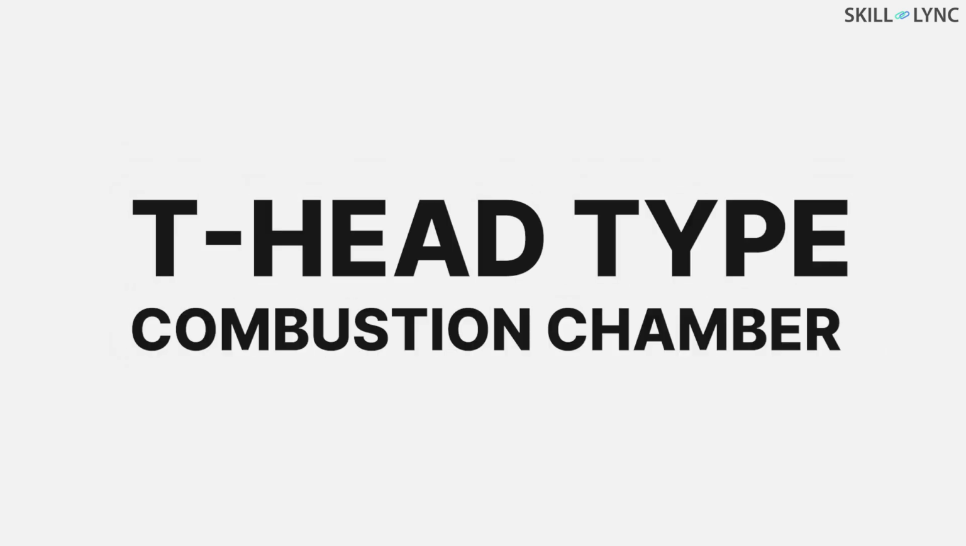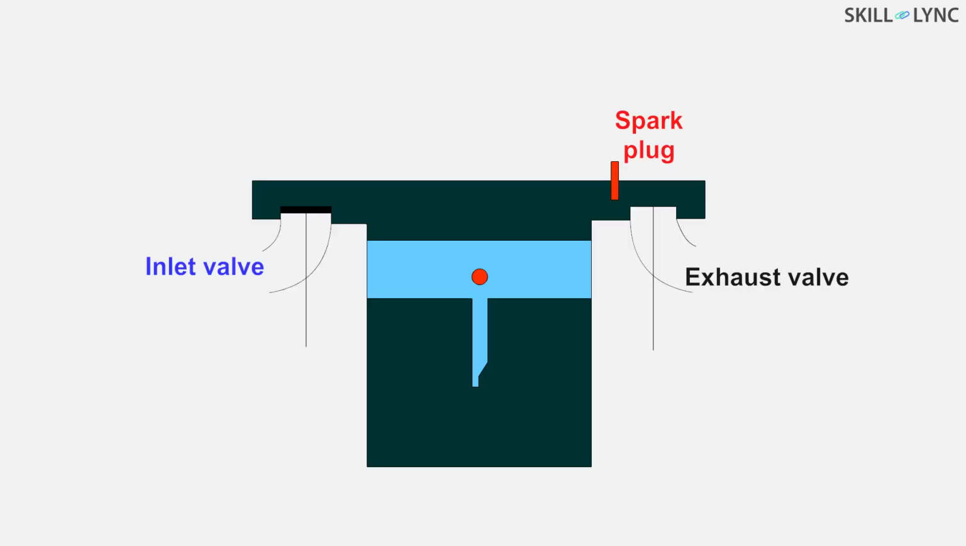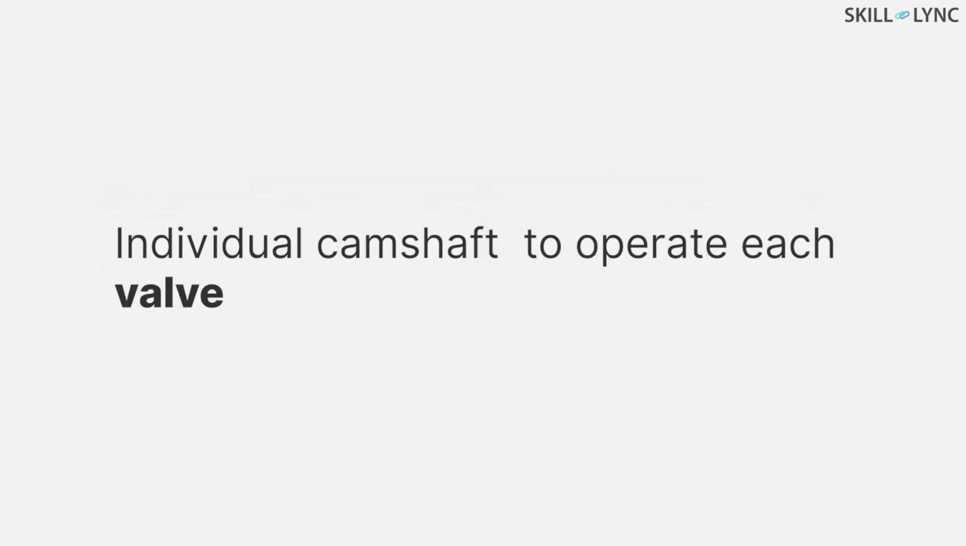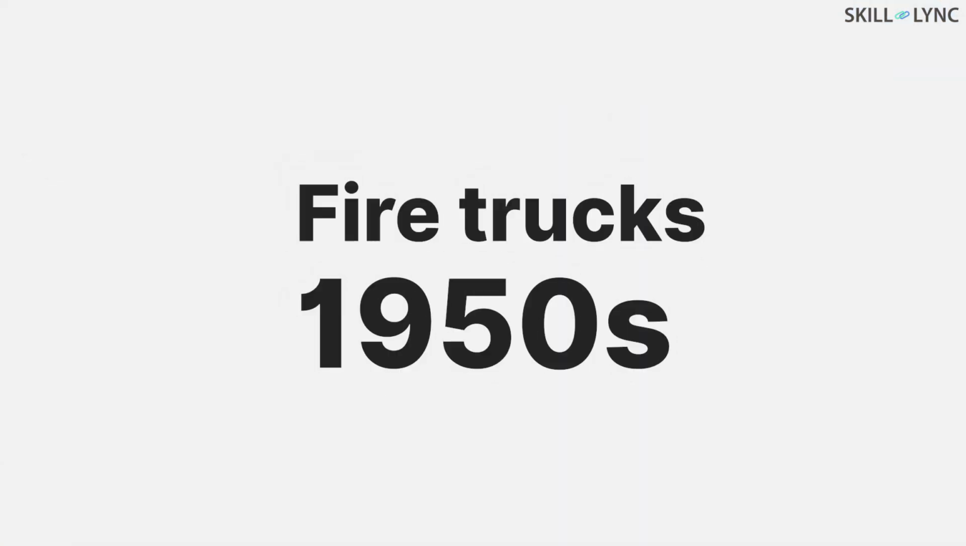Let's start with the first type. T-Head type is the earliest used type of combustion chamber. This was introduced by Ford in 1908. In this type, the inlet and exhaust valves are placed on either side of the cylinder block. As the valves are placed on either side, they require individual camshafts to operate them. This makes it difficult to manufacture, and the chance of knocking is high in this type. Hence, these types of engines became obsolete after World War I. But they continued to be in use in fire trucks until the 1950s.